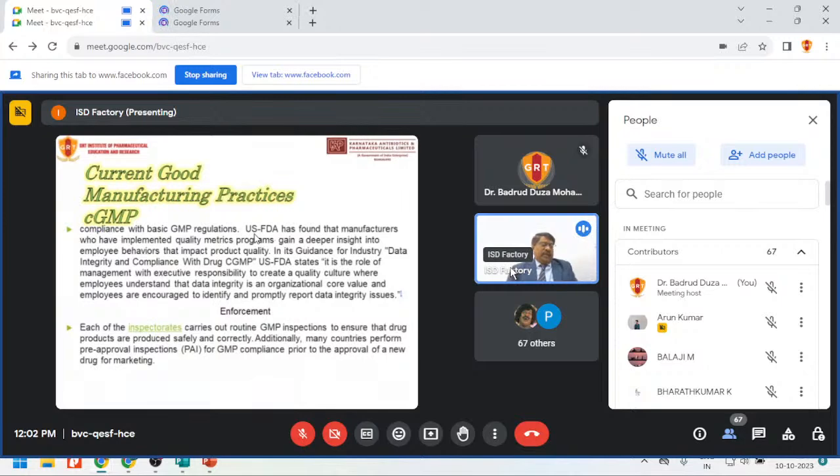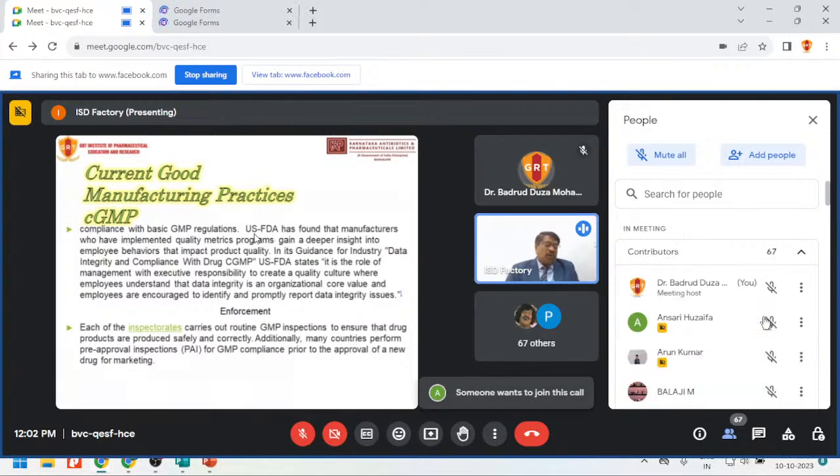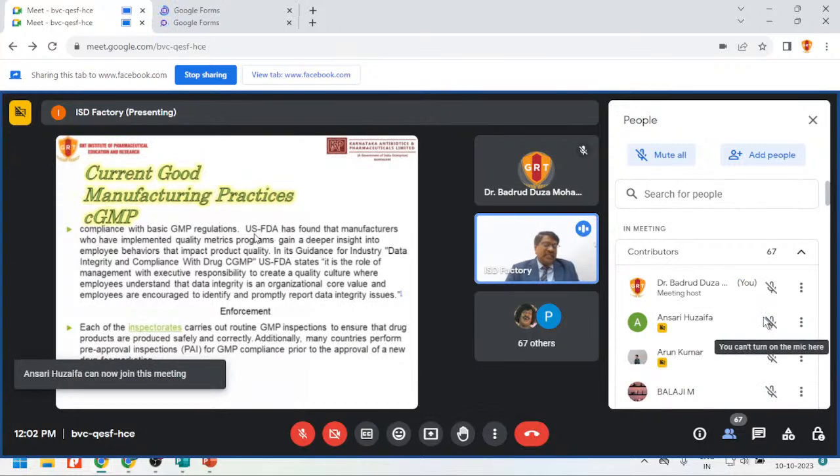With these CGMPs, the facilities and the equipment, all the things I already discussed in detail, the compliance with the basic GMP regulations, all the things will be monitored day in, day out. Even in the pharmaceutical industries, they will see whether the facilities housing your pharmaceutical company are properly maintained or not. This will ensure that our conditions of manufacturing are safe and effective.